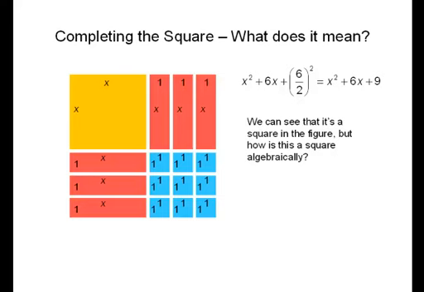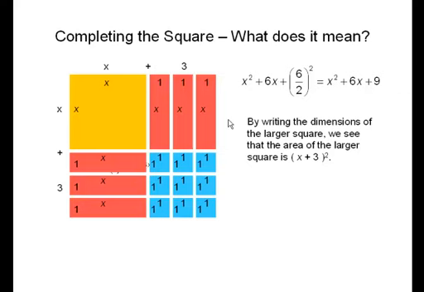Now we can see that this is a square in the figure. This side has the exact same size as this side, so the entire figure is a square. How is it a square algebraically? Well, let's write the dimensions of the square up here. This is x. I have 3 little ones here. This is x plus 3. This one is x plus 3.